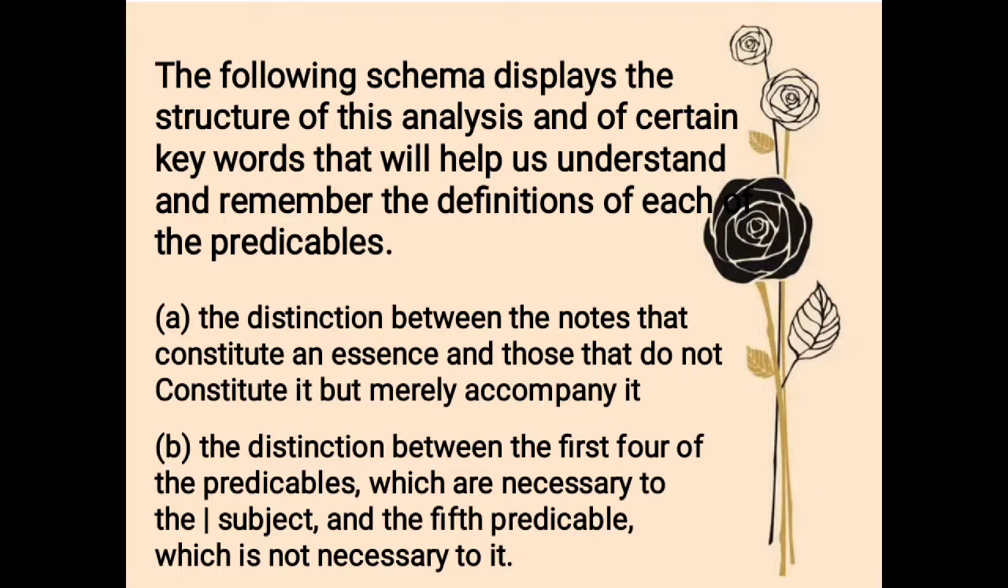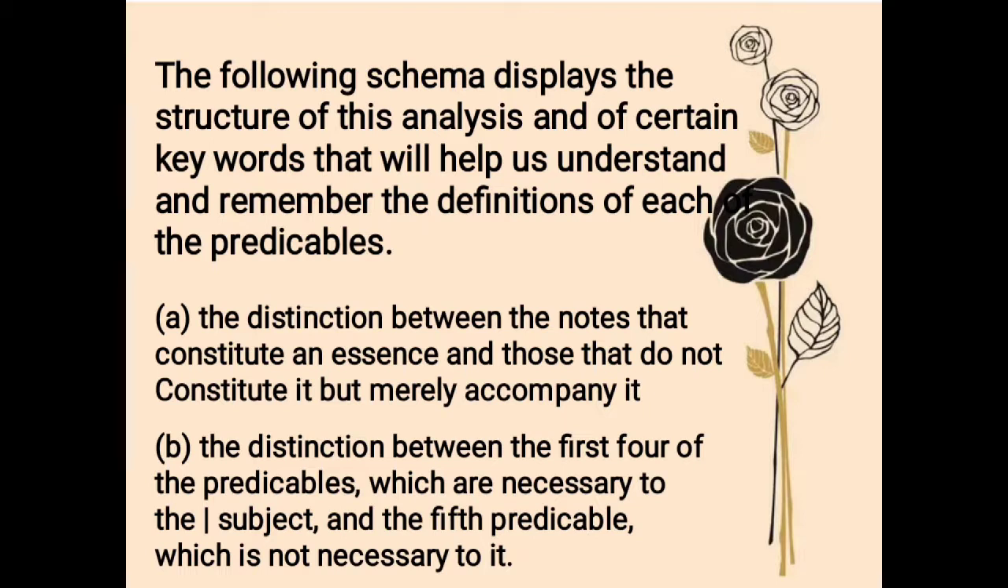The following is a schema that displays the structure of this analysis, with certain keywords that will help us to understand and remember the definitions of each of the predicables. Letter A: the distinction between the notes that constitute an essence and those that do not constitute it but merely accompany it. Letter B: the distinction between the first four predicables, which are necessary to the subject, and the fifth predicable, which is not necessary to it. An understanding of these distinctions is an absolutely necessary prerequisite to an understanding of definition and of the very important division of propositions.